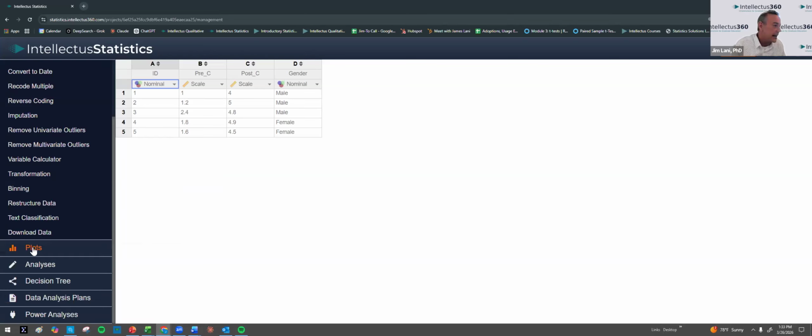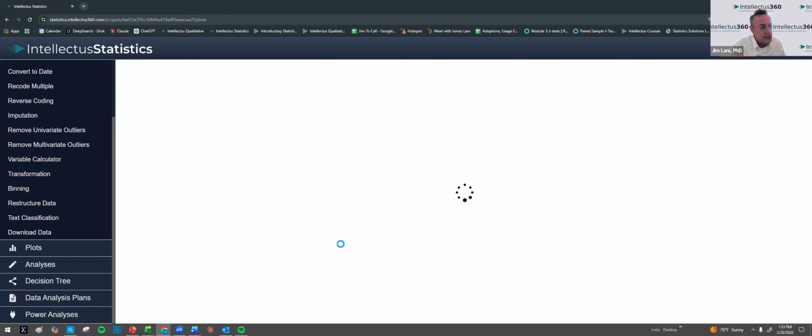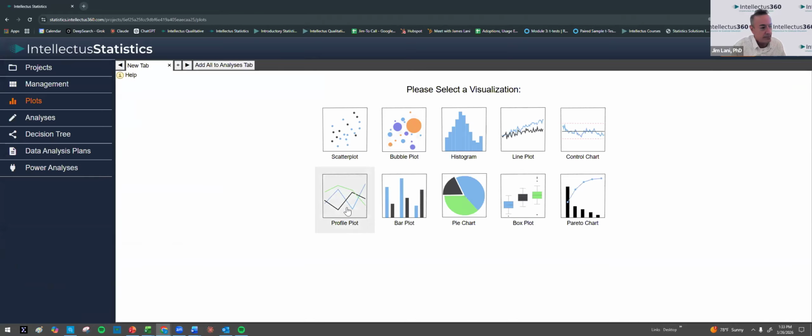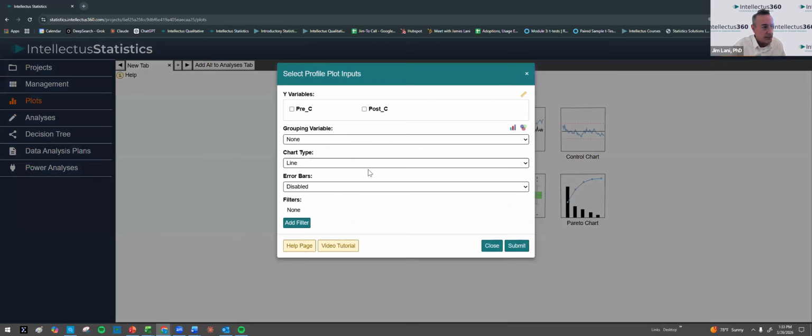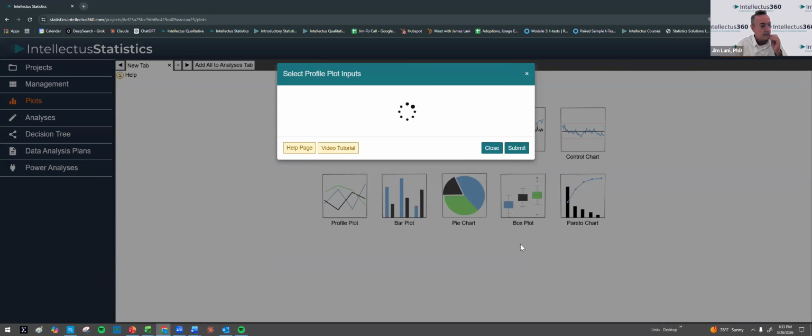You can plot the data if you want. There's 10 typical plots. Very simple to use. If I want to look at confidence pre to post, okay, by gender, a line chart would be appropriate because it's the same person. Okay, if they're discrete groups, well, I'll show you in a second. If they're discrete groups, you probably want bar charts.